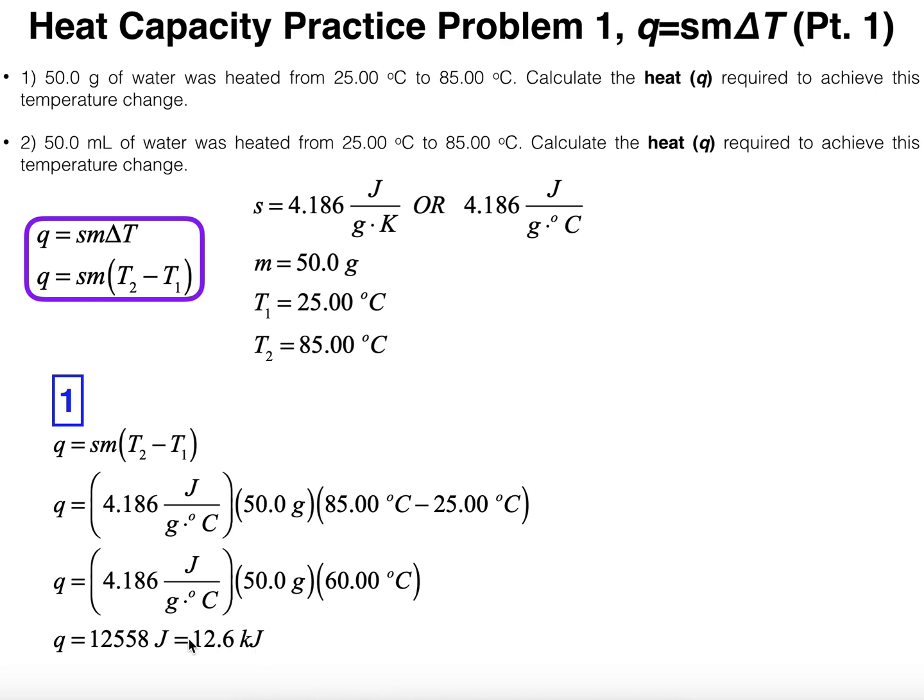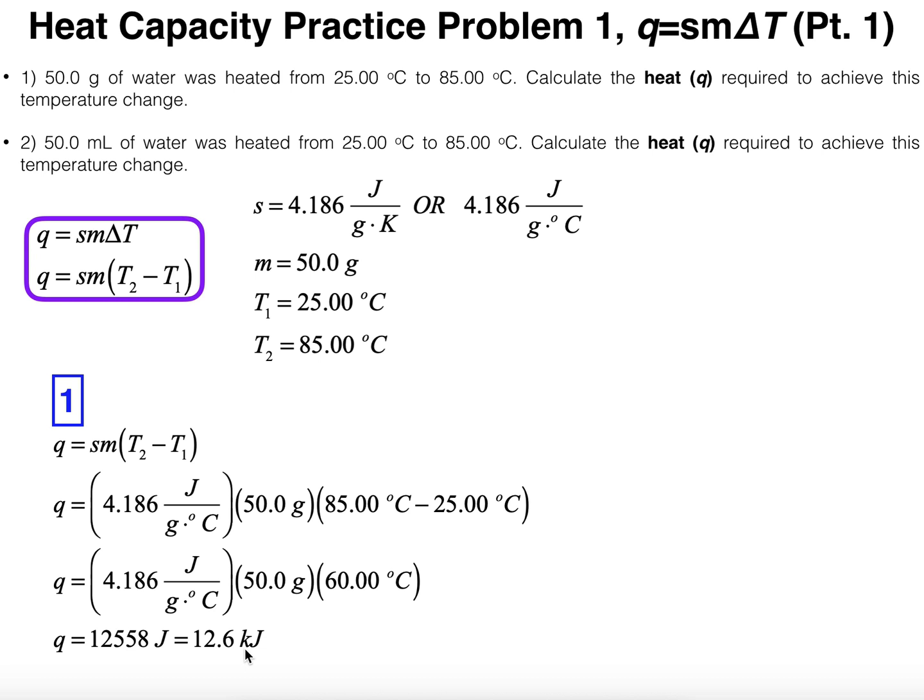If you're wondering how I determined that, if I'm going between joules to kilojoules, I need to divide the number of joules by 1,000. If I divide this number by 1,000, that gives me 12.6, and now the heat is 12.6 kilojoules. And notice I also have 3 significant digits here because my smallest number of significant digits is 50.0, which is 3. Right? So the heat required to achieve this temperature change is 12.6 kilojoules.